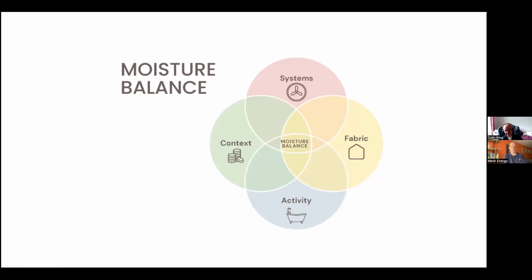So really what we're looking at from this moisture context point of view is the systems, the ventilation system, whether it's background or mechanical. We're looking at the fabric to make sure that the fabric is resistant to the passage of moisture, that it is watertight, that it does the function. The context is that we actually have enough money to heat our properties and maintain our properties. And then the fourth part of this moisture balance is activity, people, because people actually generate a lot of water vapor every single day, even if they live in an appropriate way.